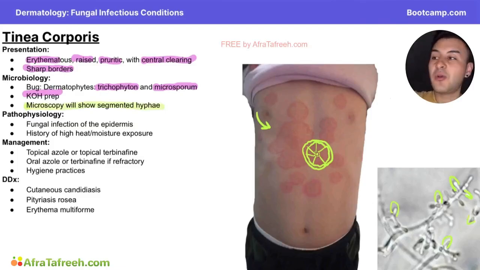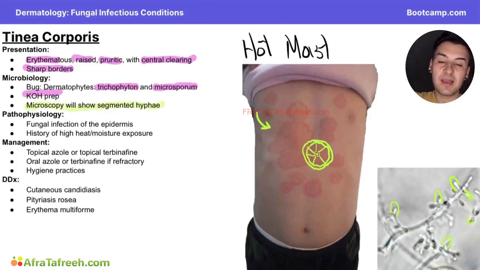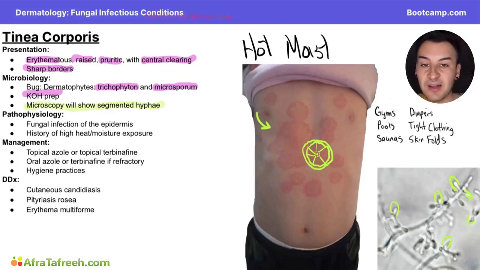And then I want to talk a little bit about the risk factors that you're going to see in a patient who has this disease process. So I'm going to write down 2 important buzzwords for you guys, and that's going to be hot, and the next word, I know everyone hates this word, but moist. So hot and moist environments are where these dermatophyte infections are going to thrive. So gyms, pools, saunas, overlapping skin, diapers, all of these environments are going to be ripe cause for these infections. So I'm going to highlight in orange, history of high heat and moist exposure, because orange to me is like a really warm color.